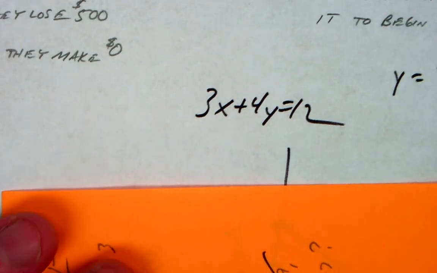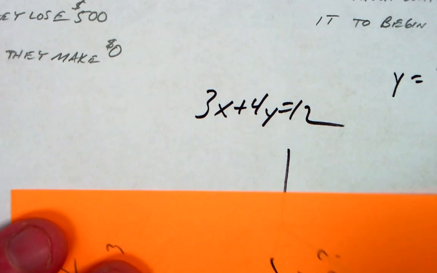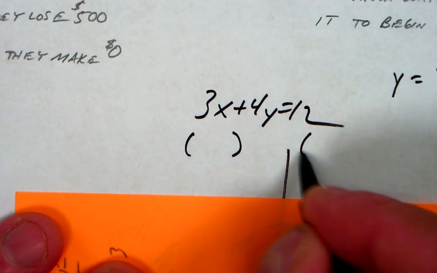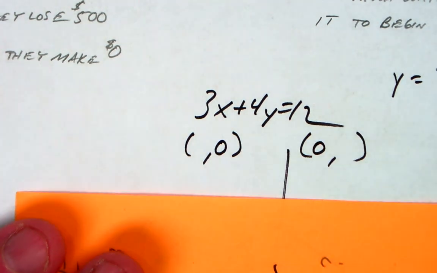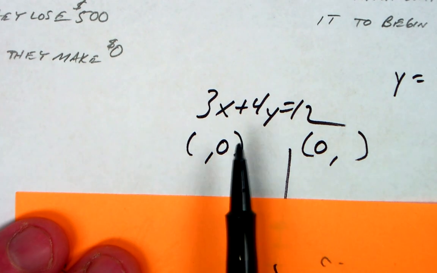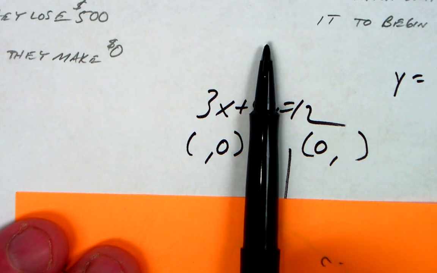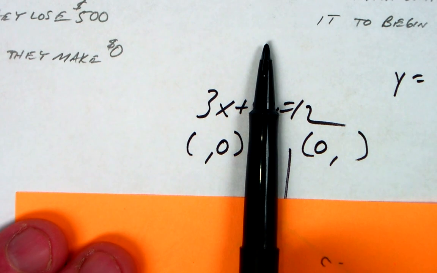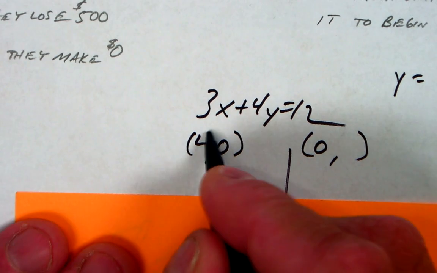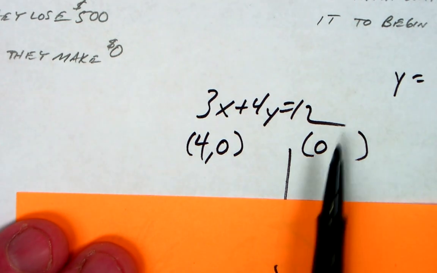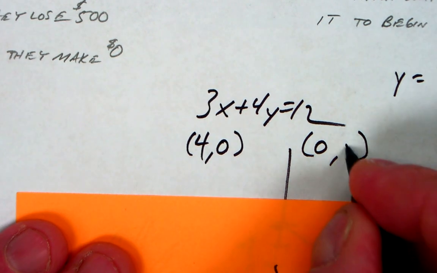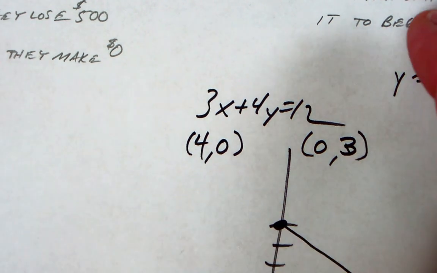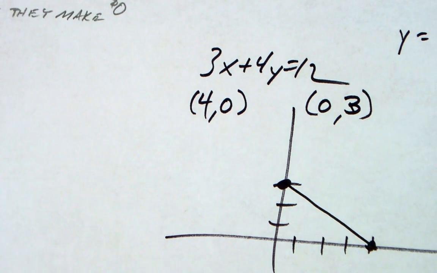Okay? If I plug 0 in for x, because my x-intercept and my y-intercept, there's my x-intercept, there's my y-intercept, I just have to find the missing values. If I plug in 0 for y, it knocks this term out, and I just have to solve what's left over. 3 times what gives me 12? 4. Okay. If I plug in 0 for x, well, y is 3. And then I could very easily graph those 2 points, and it's done.